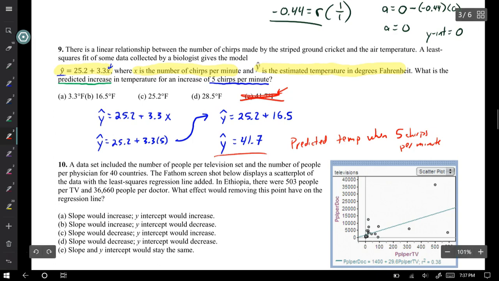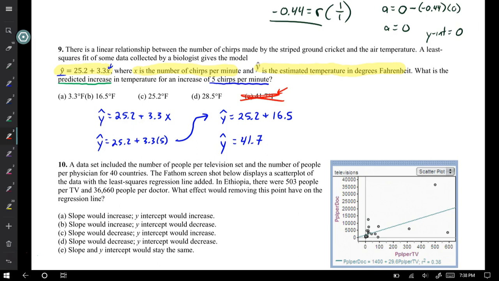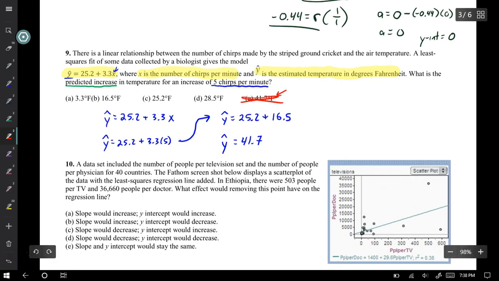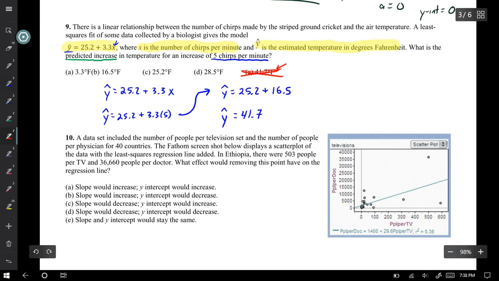So that's why it's important we understand our variables. 5 does get plugged in, but what does it mean as we go through? It's not the predicted temperature. We're not looking for 41.7. We're looking for how much of an increase occurs for every 5 chirps of a change. So we read through this, we don't know what the actual chirps are. But let's try something.